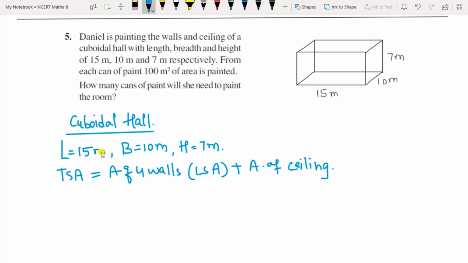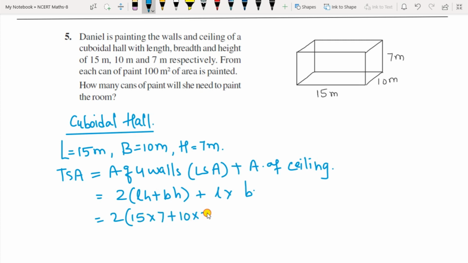So, a cuboidal hall whose length, breadth and height are given. Let us find the total surface area to be painted. That is the area of 4 walls, the lateral surface area, plus the area of the ceiling. The area of 4 walls formula is 2(LH + BH) and the ceiling is L into B. So this is 2, H is 7, into 7 plus 10 into 7 plus 15 into 10.